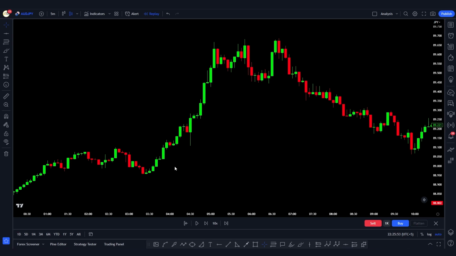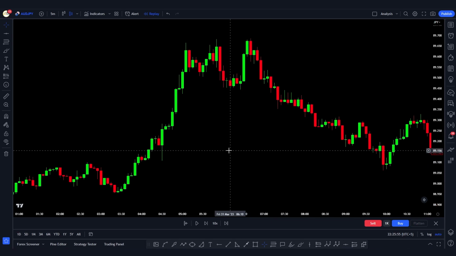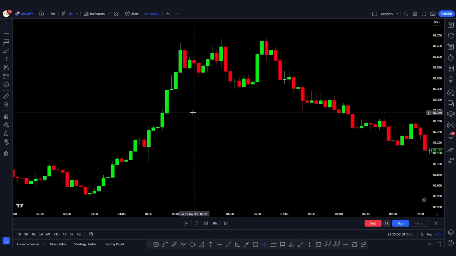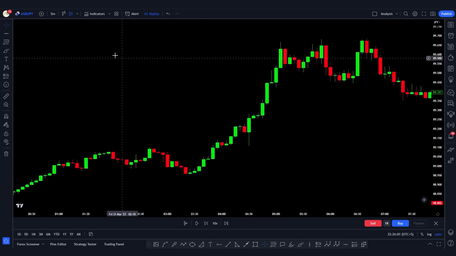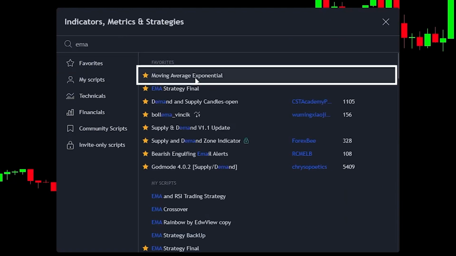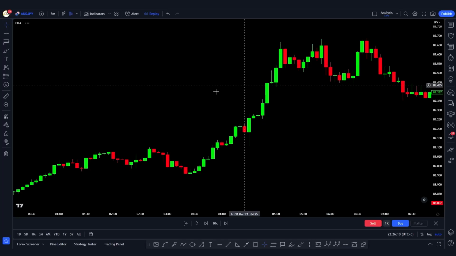So now we have discussed the three most important things in any financial market. To get maximum out of these aspects, we're going to use three indicators. The first indicator that we're going to use is the exponential moving average. So let's go towards the indicator tab, and here we're going to search for exponential moving average, or EMA, and we're going to add this one to the chart.